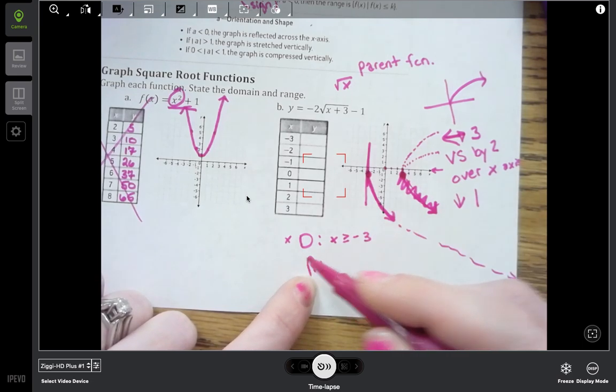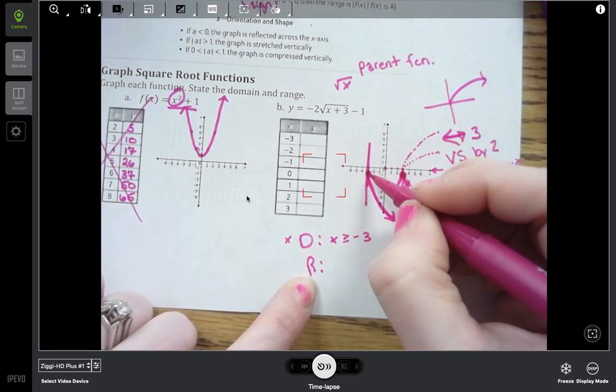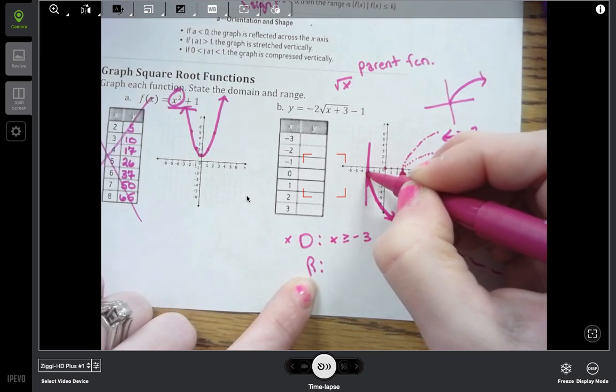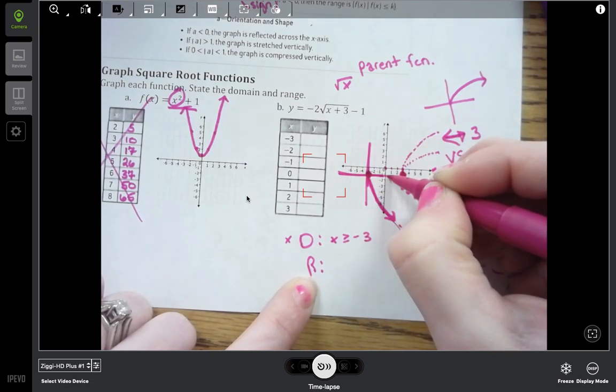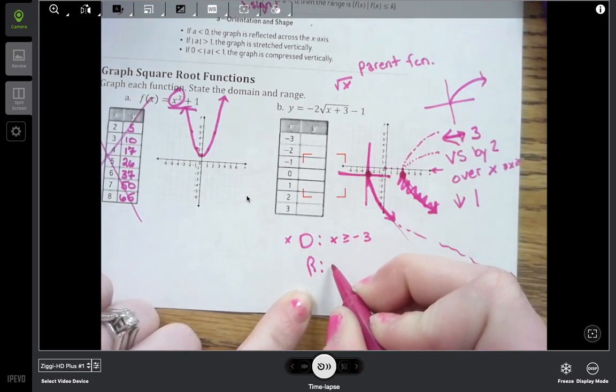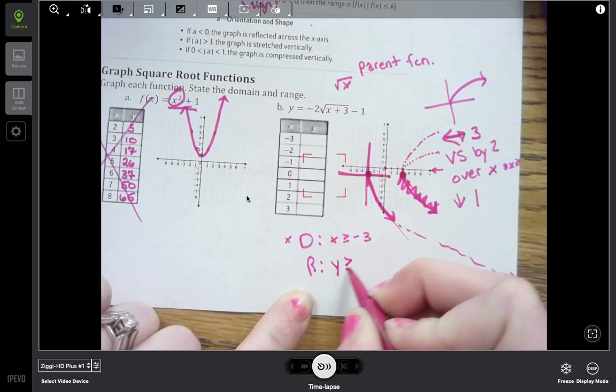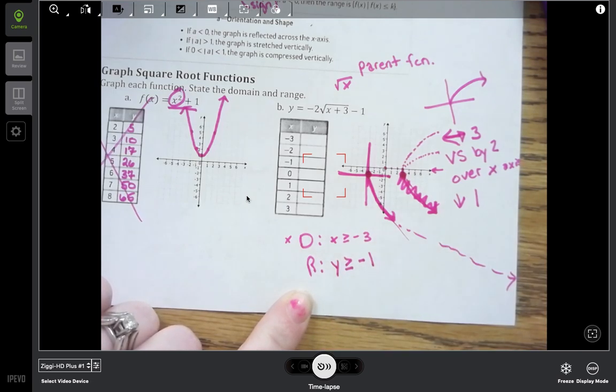Okay. For the range, up and down, he's going to go up forever, but he's never going to go past this point, right? That's where he cuts off. So he's cutting off at -1. The y's are all greater than or equal to -1.